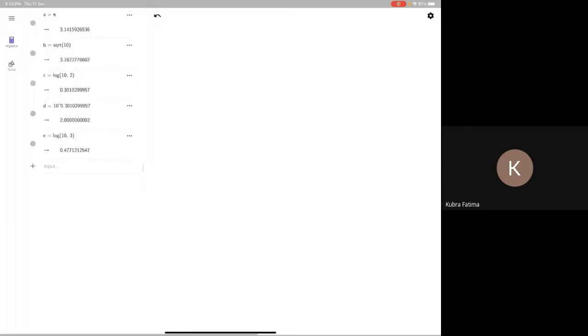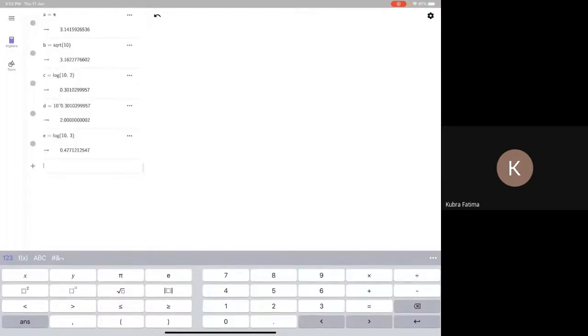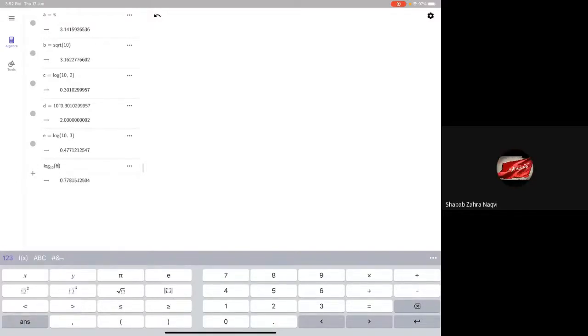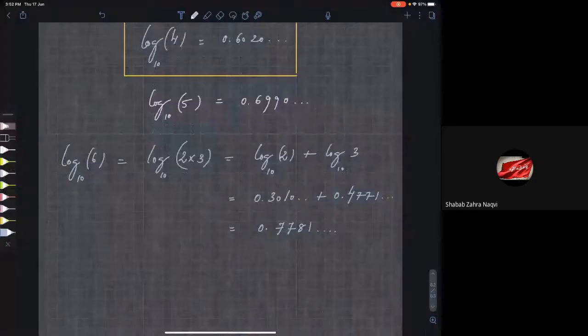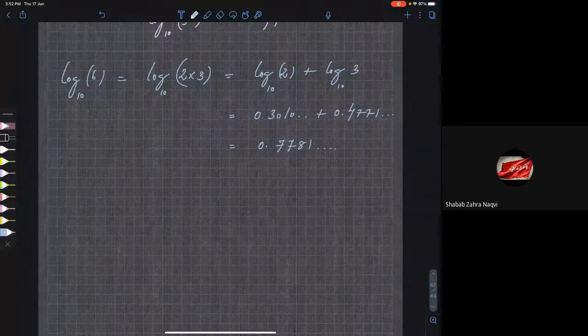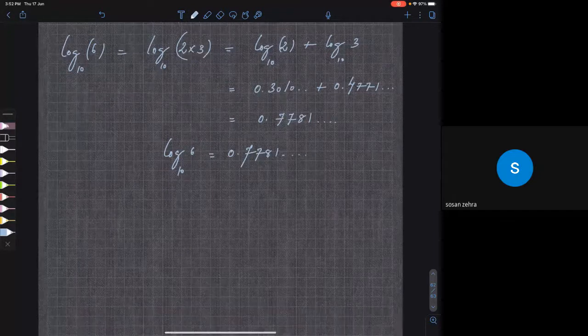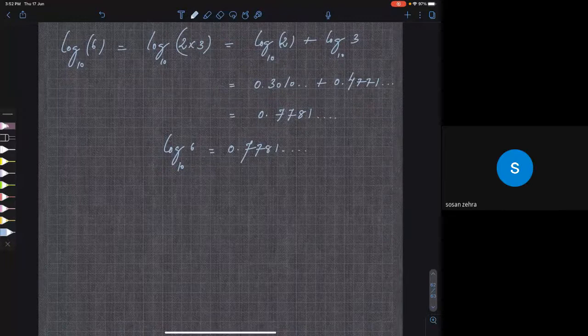Log 6, right? Yes, sir. 0.7781. Okay, fine. So we learned one more value. We don't need to remember this, but we got one more value. Log 6 to the base 10, which is how much? 0.7781.